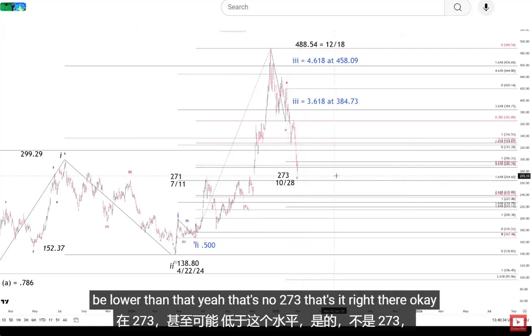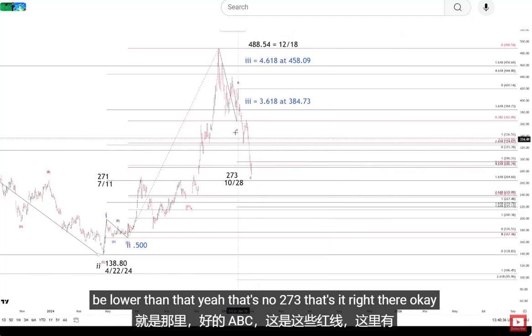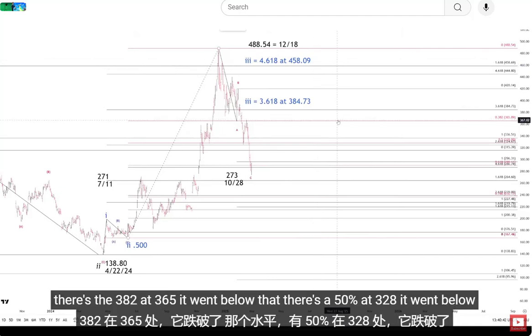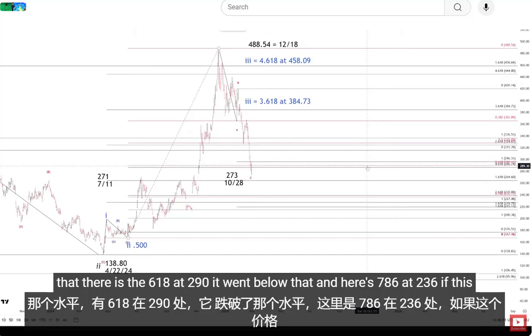Yeah, no, 273. That's it right there. Okay, and that's the ABC, and that is these red lines here. There's the 382 at 365. It went below that. There's the 50% at 328. It went below that. There is the 618 at 290. It went below that. And here's 786 at 236.